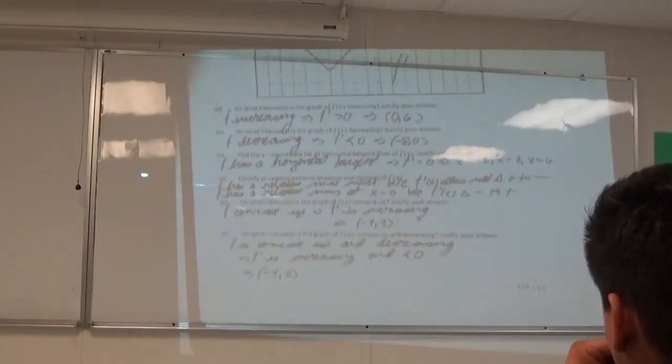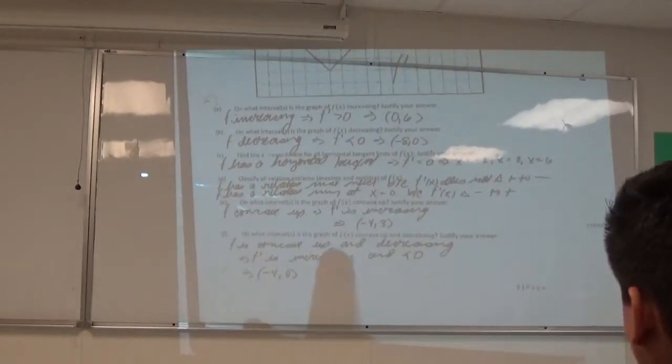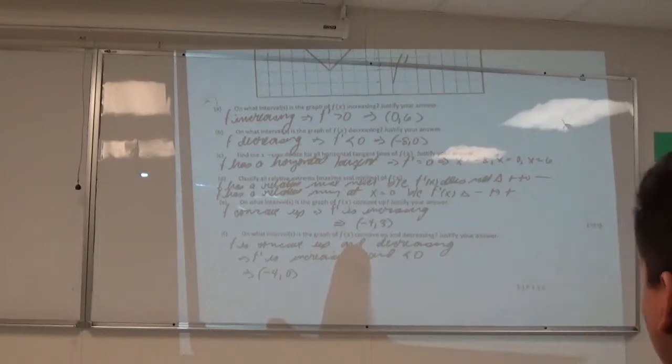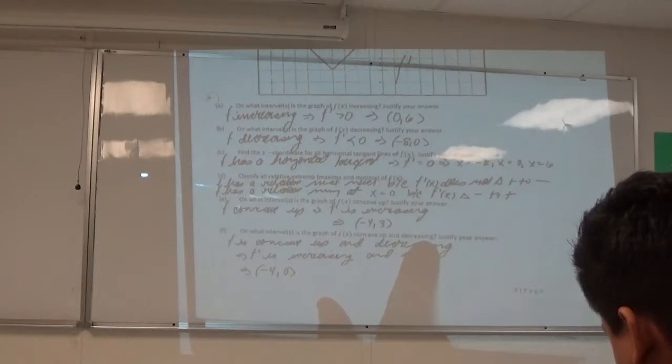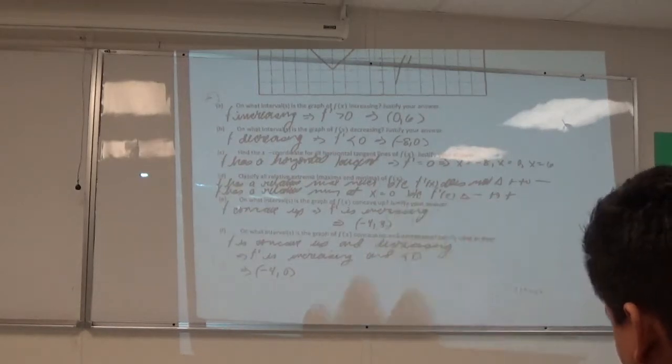Okay. Last one, part F. In what interval is the graph of F concave up and decreasing at the same time? I need both of those.